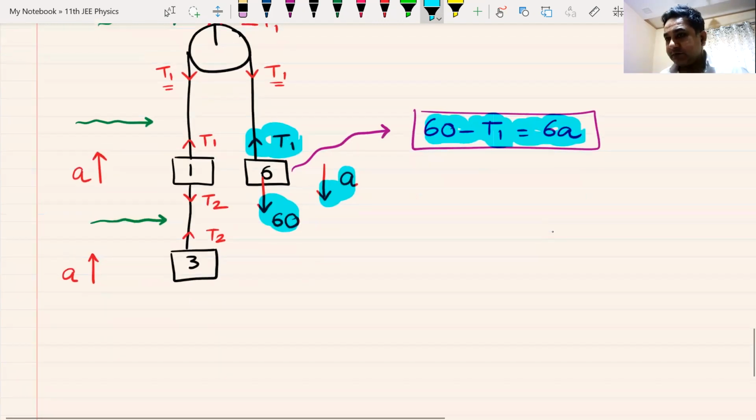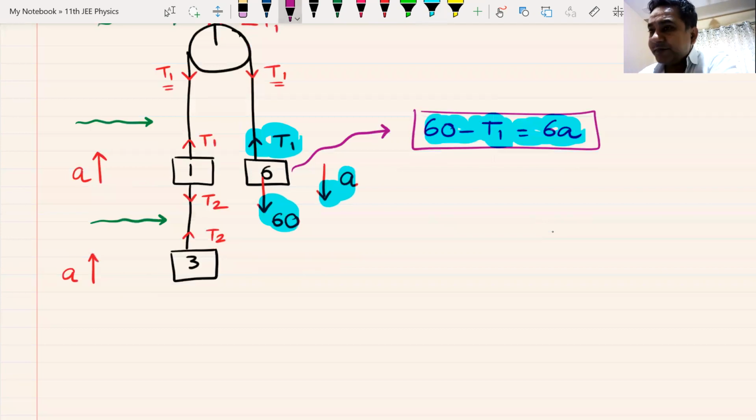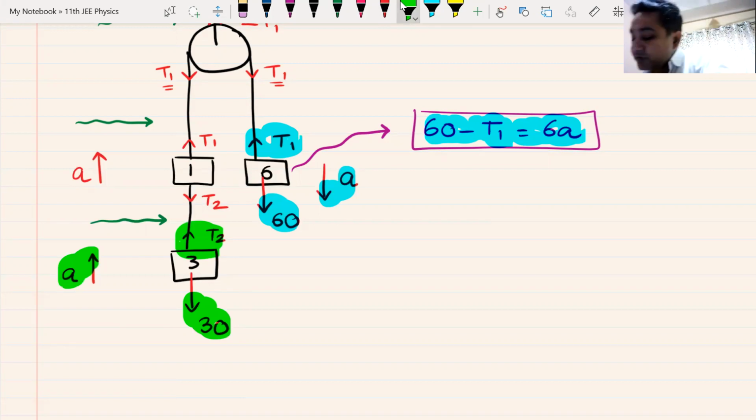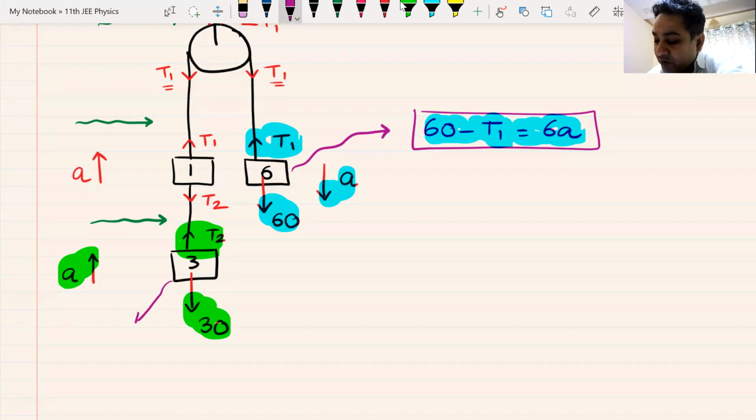Okay. Now let us move on to the third block. This one. T2 is upwards. 30, 3g, mg is downwards. Understand how it is moving. It is moving upwards, green one. T2 is upwards, 30 is downwards. Then I have the equation for this block. T2 is upwards, 30 is downwards, acceleration is upwards. What will be the equation for this block? Anyone?